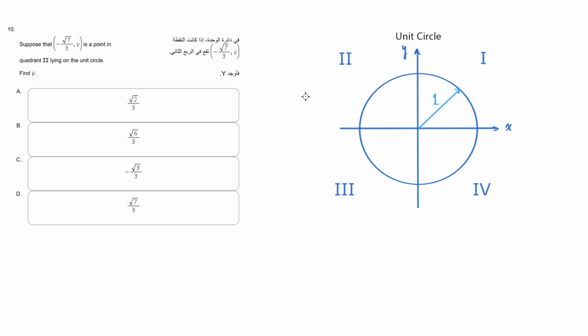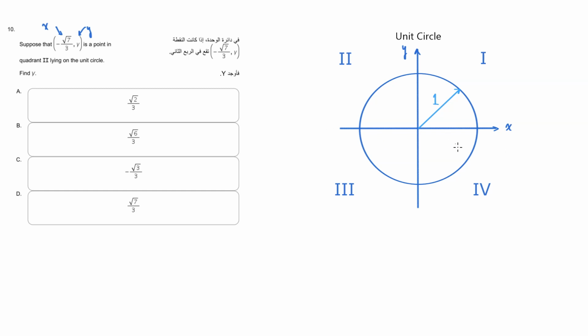So it says, suppose that minus square root of 7 over 3 comma y is a point in quadrant 2 lying on the unit circle. Find y. What they've done here, they've given us the x coordinate of some point, and they're telling us to find the y coordinate now. What is the unit circle? So I've drawn one here on the right. Basically, it's a circle which has a radius of 1. Okay, that's why it's called a unit circle.